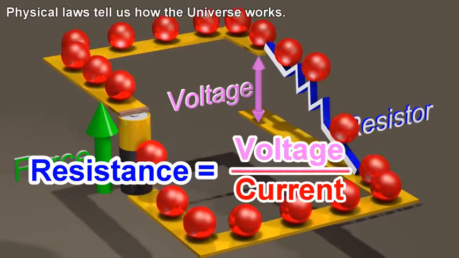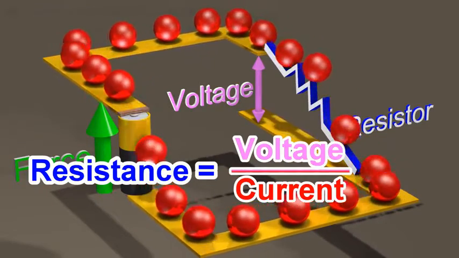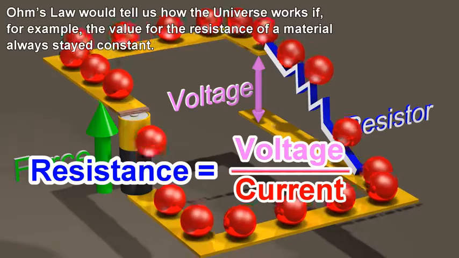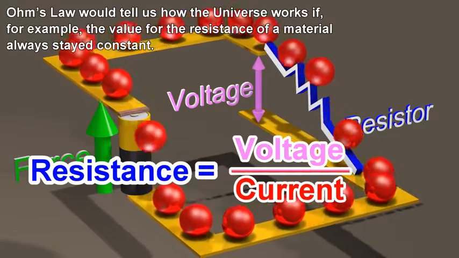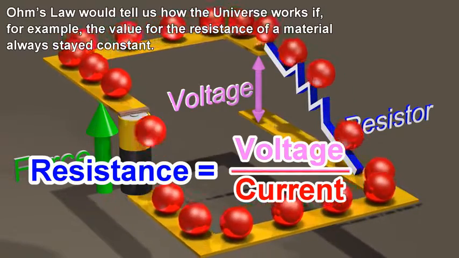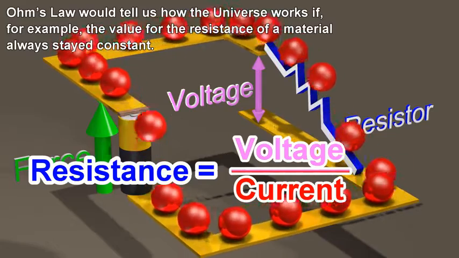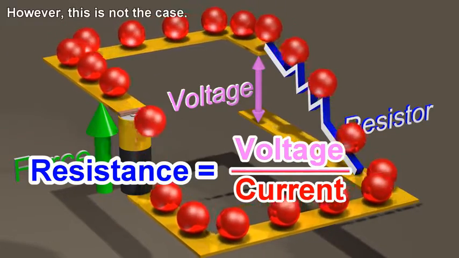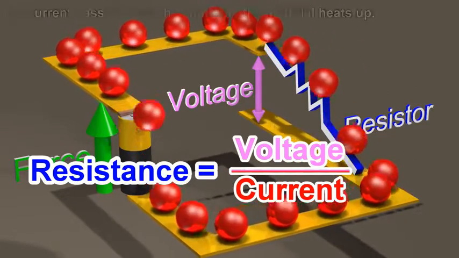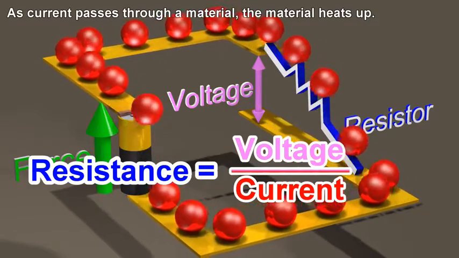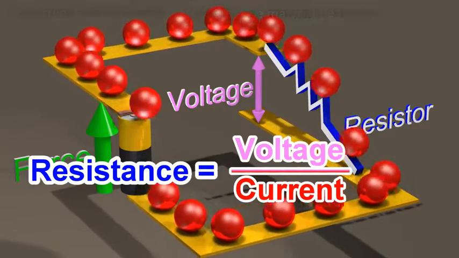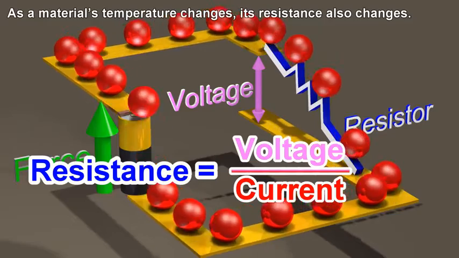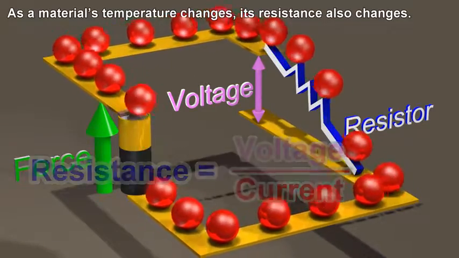Physical laws tell us how the universe works. Ohm's law would tell us how the universe works if, for example, the value for the resistance of a material always stayed constant. However, this is not the case. As current passes through a material, the material heats up. As a material's temperature changes, its resistance also changes.